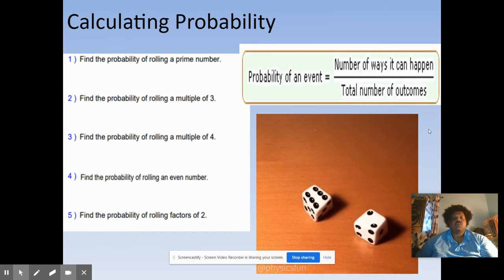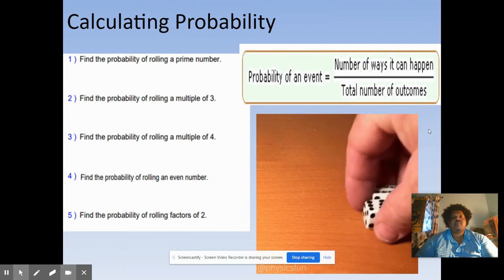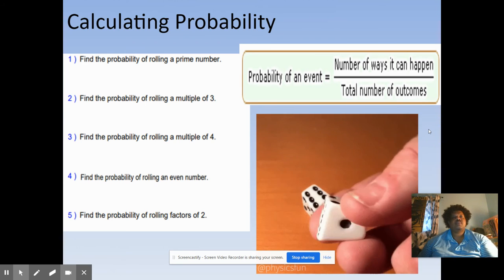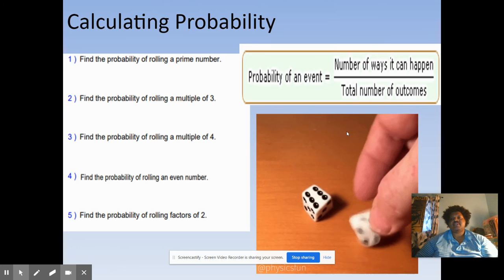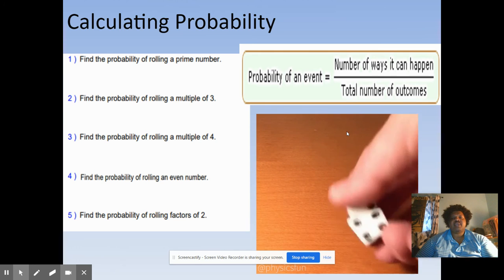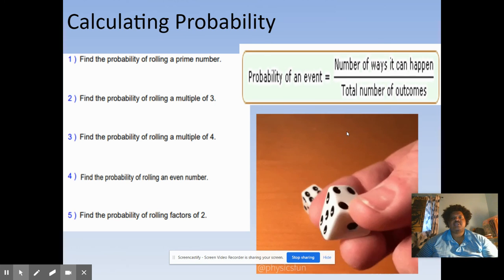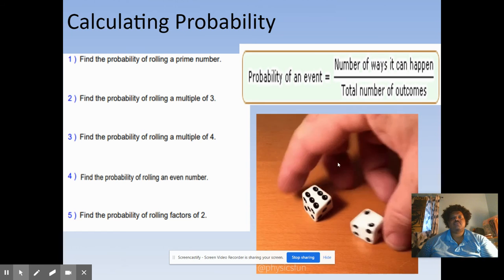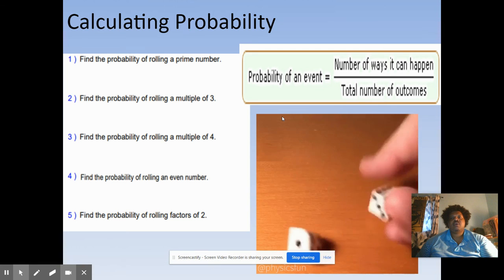Okay, so what you need to do is take a moment and see if you can calculate the probability of these 5 particular questions. And these are all dice questions. As you should know, dice have 6 sides, the ones that we're talking about in this case. And because they have 6 sides, that means that there's only 6 total outcomes that can happen. So see if you can figure out the probability of these 5 and then go to the next video.